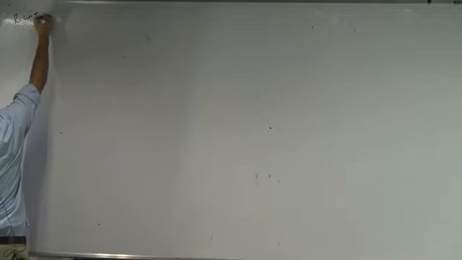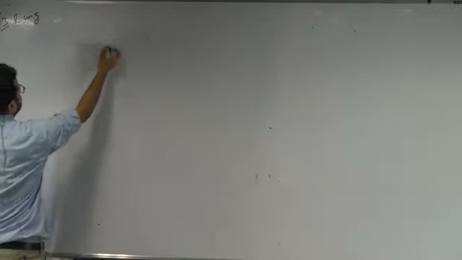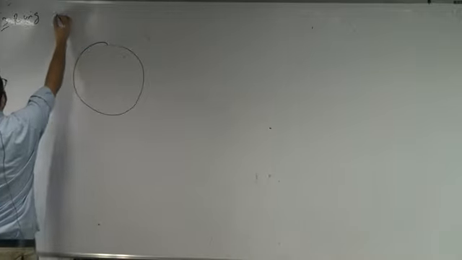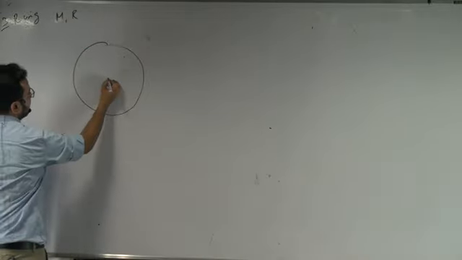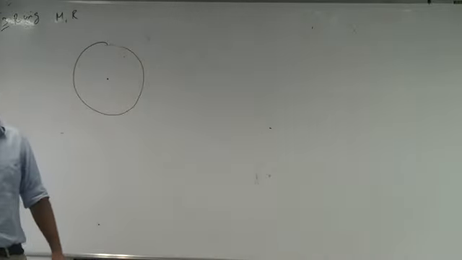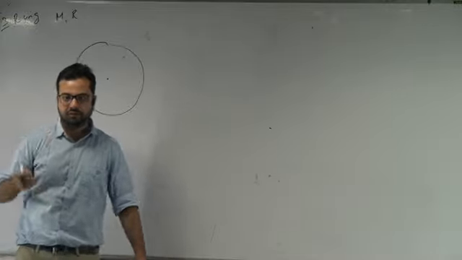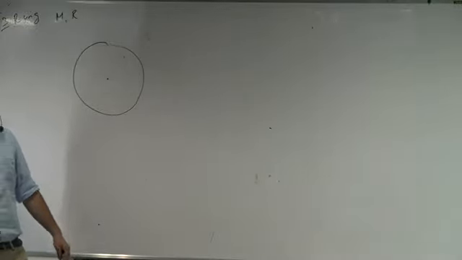Next is a ring. Okay, so this ring has a mass m and a radius r. ठीक है, इसका moment of inertia कैसे निकालेंगे? How do you find the moment of inertia?